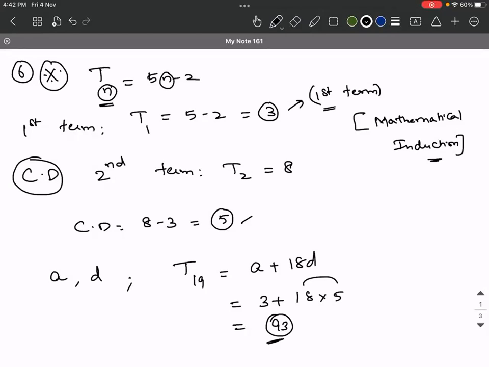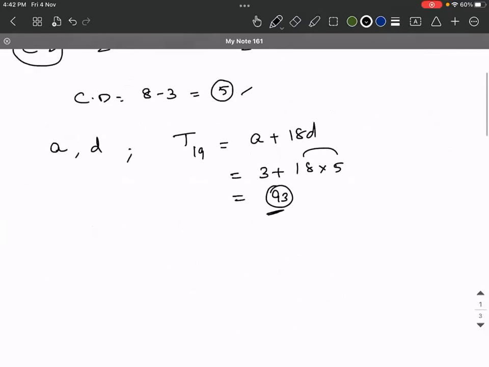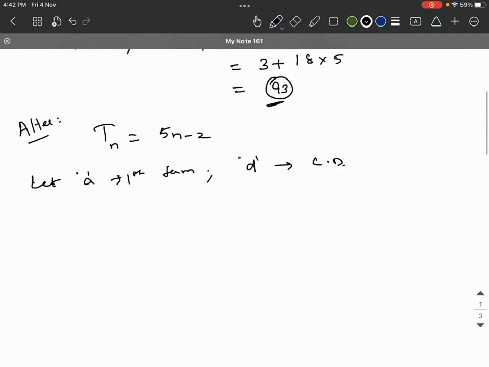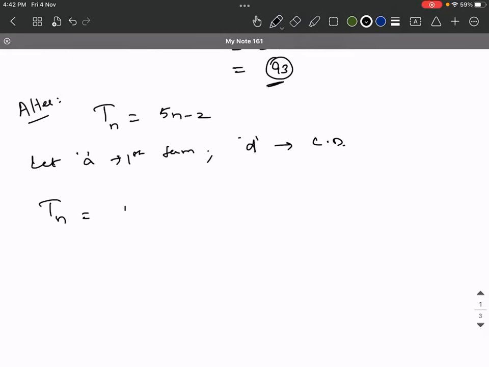Suppose you want to solve the same problem in one step. See, for example, they gave Tn is equal to 5n minus 2. Let A be the first term and D be the common difference. Then what is going to be the nth term? A plus n minus 1 into D. So can I write this as A minus D plus Dn? Can I do that?